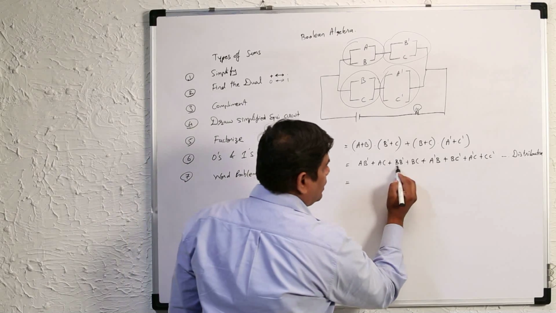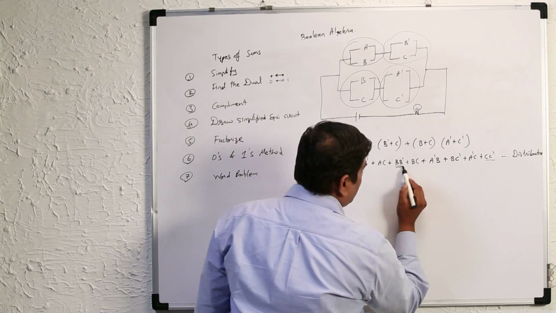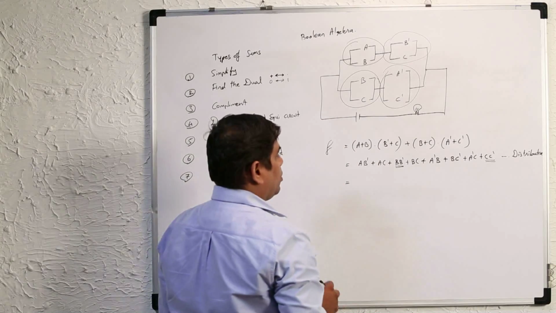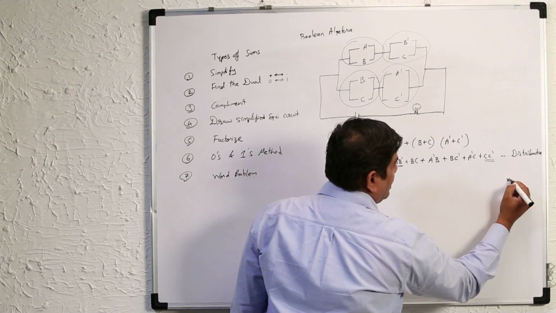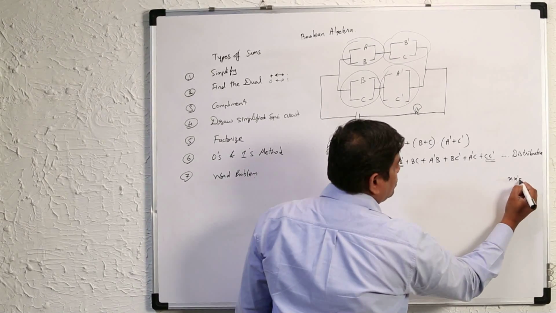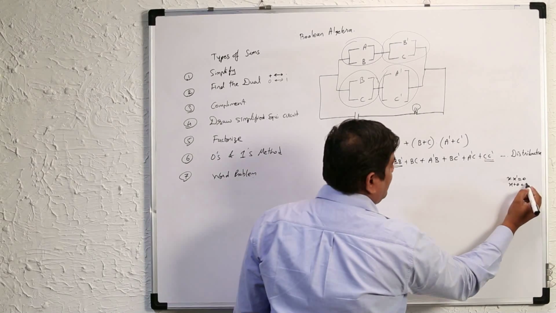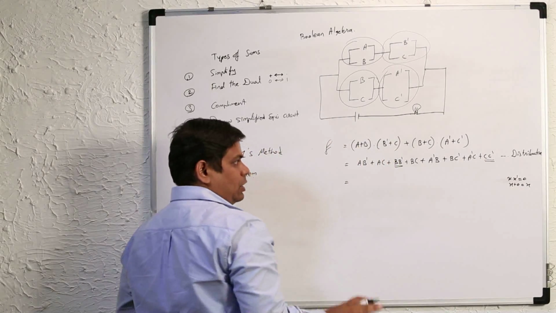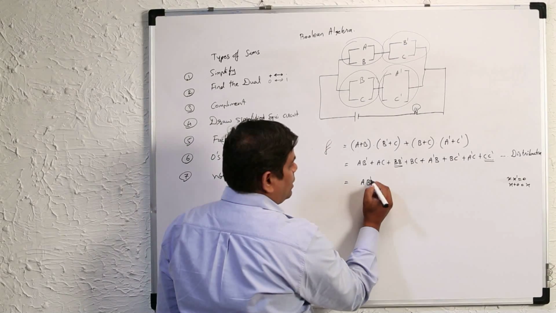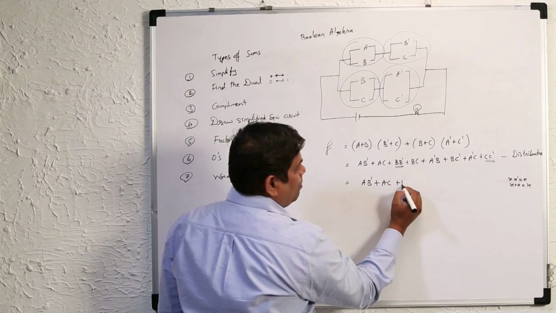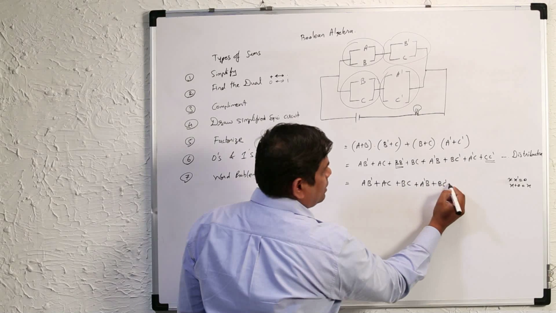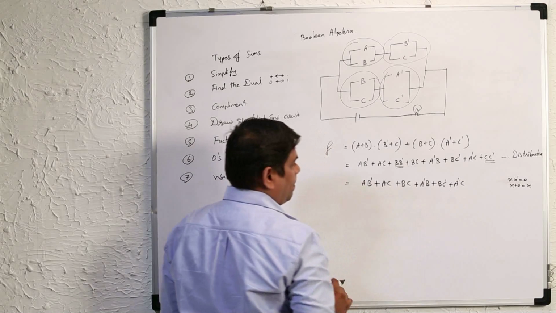Please note, this and this are going to get rid of in the next statement, because we are going to use x dot x dash is 0 and x plus 0 is x. So we are not going to write even 0 because of this. So we have now ab dash plus ac plus bc plus a dash b plus bc dash plus a dash c.